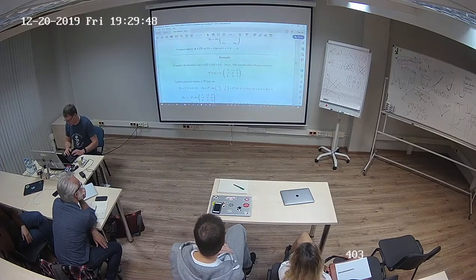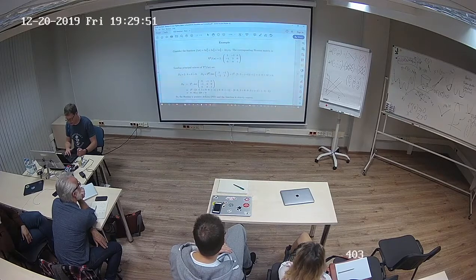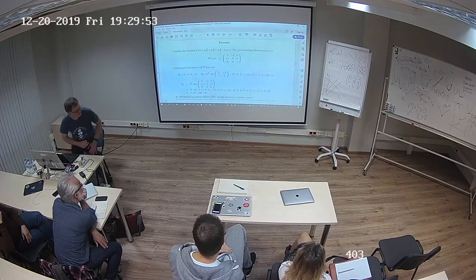And after that, we need to compute the determinant of this 3 by 3 matrix, of the whole Hessian matrix itself, using this.